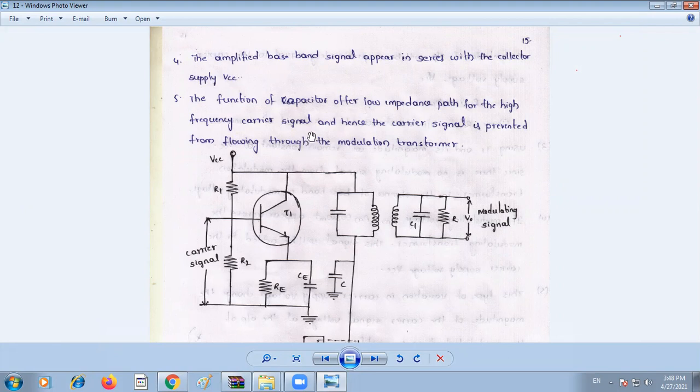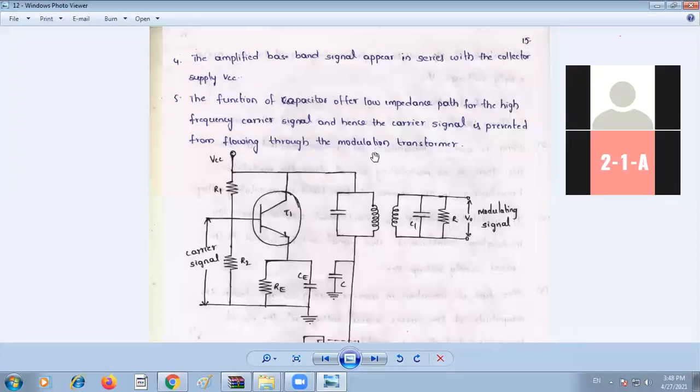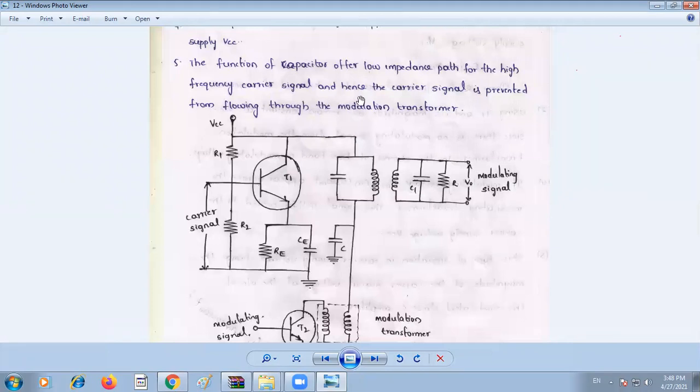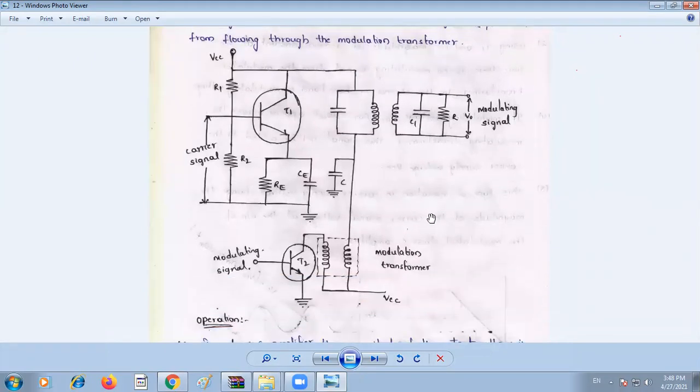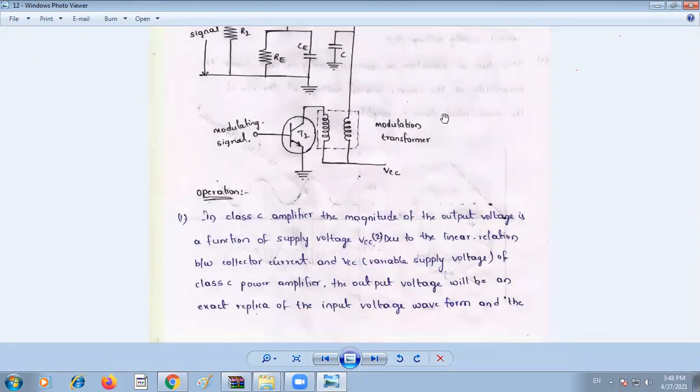The function of the capacitor is to provide a low impedance path for the high frequency carrier signal, and hence the carrier signal is prevented from flowing through the modulation transformer. So the capacitor is used for this prevention. Now this is the signal.